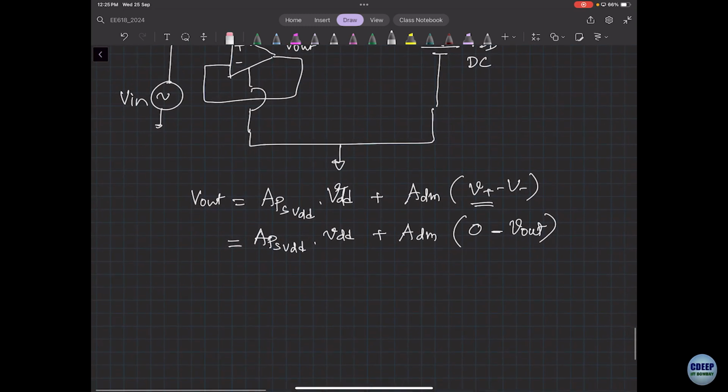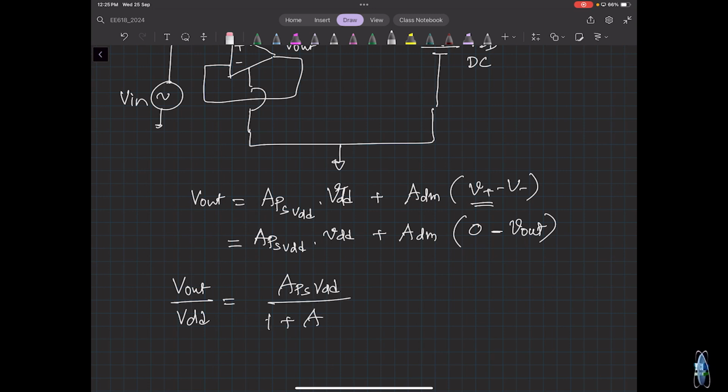So then you can see that V out divided by VDD is equal to APS times VDD divided by 1 plus ADM. Again, we ignore the 1, and this becomes APS divided by ADM. And what is that equal to? Is it PSRR? Reciprocal of PSRR.